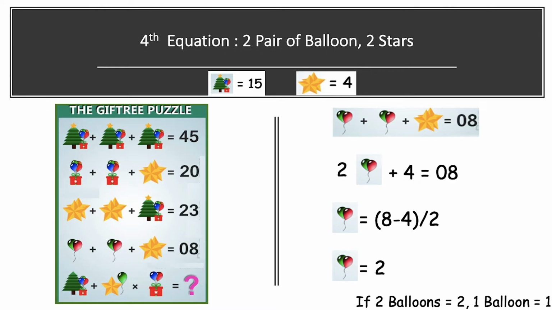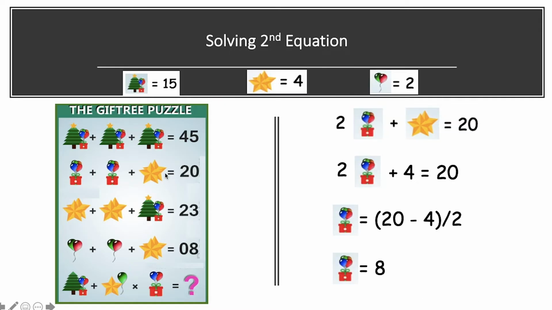Now we have values of stars, balloons and Christmas tree. Now in the second equation, we were having star. So as we have this value, we can solve our second equation. So solving the second equation, that was 2 into gift box plus pair of star is equal to 20. Putting value of pair of star here and solving the equation, we will get gift box with 4 balloons is equal to 20 minus 4 by 2, that is equal to 8. So by the end of second equation, we have 4 values. One Christmas tree with star and gift box is equal to 15.